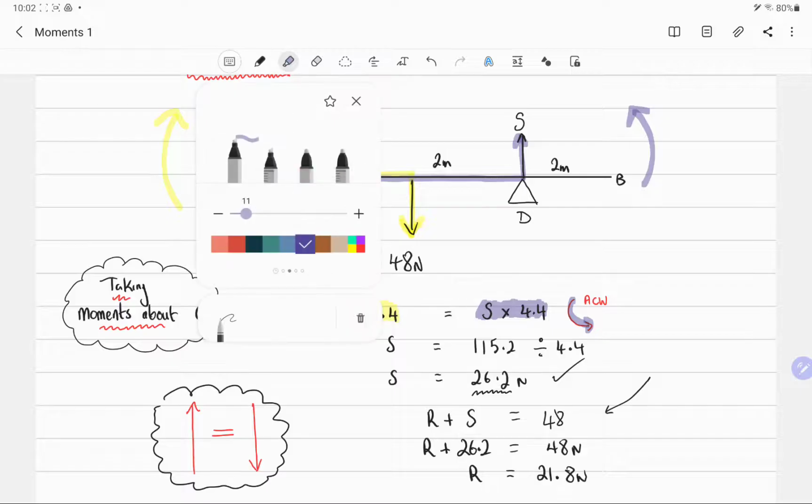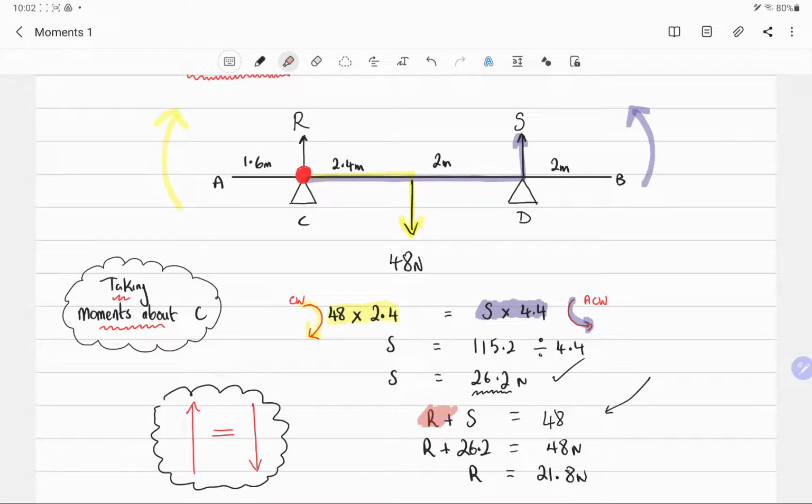So what I have here is R plus S. These are the two normal forces, normal reactions acting upwards. And this is the weight acting downwards. So R plus S, they have to equal 48. But now that you know what S is, you've worked it out, you can figure out what R is. So there's R and there's S. That's the question answer.